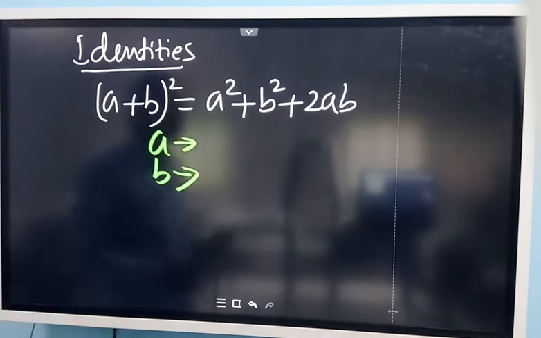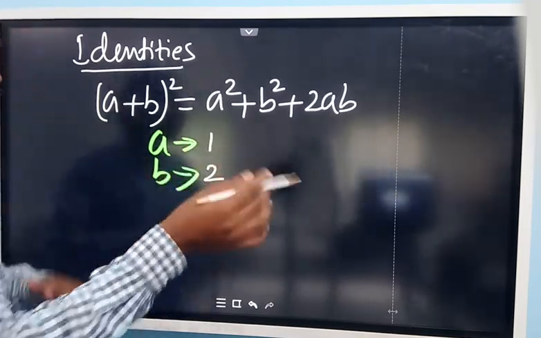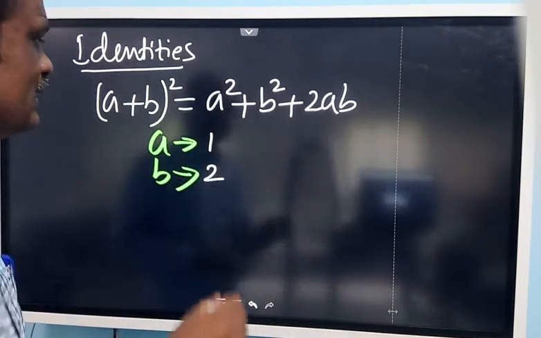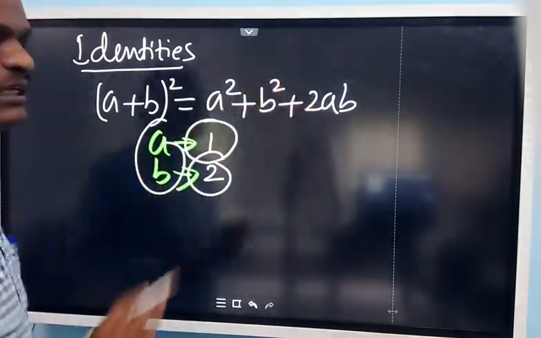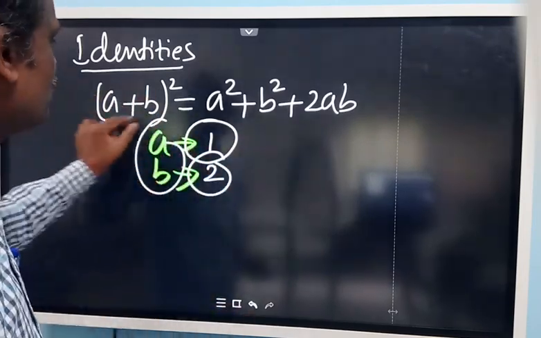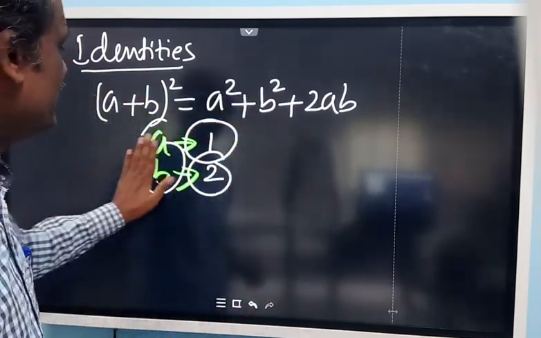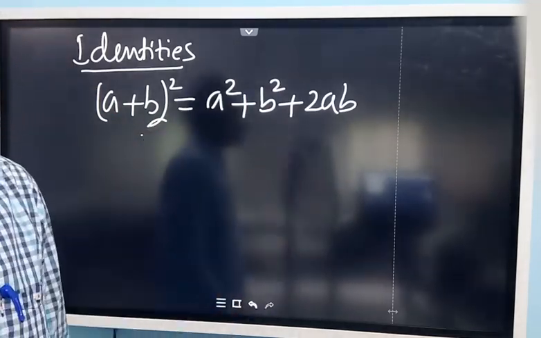Substitute any value for a and b. You substitute 1 here, 2. The left hand side always becomes equal to the right hand side. Any value you substitute for a and b, it is always true. 1, 2, 2, 3, 5, 6. Any number you substitute for these variables, this will always be true. So for all values of the variables, this equation will be true.